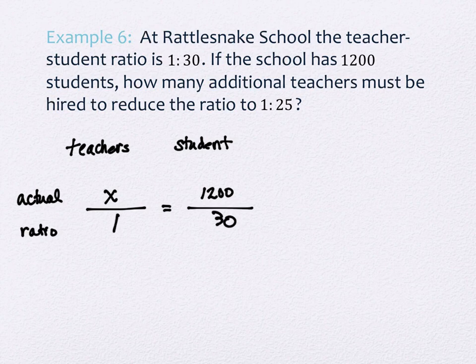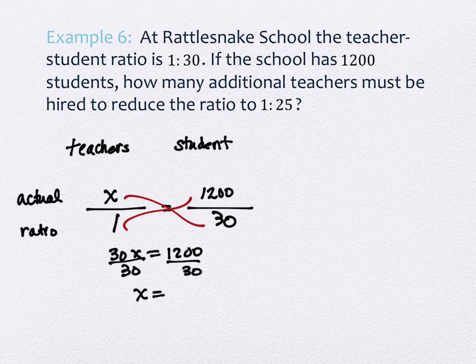1 to 30. Okay? So this is kind of like my scaling factor when I was doing the map, right? So for every 1 teacher, there's 30 students currently. Our goal is something else in the future, but currently that's what this is. And so can we figure out what X is and figure out how many teachers we actually have now? Yes, we can. We can cross multiply. We have 30X equals 1,200. Then what would we do? Divide by 30. What is X? 40. This is the 40, I'm going to call them current teachers.